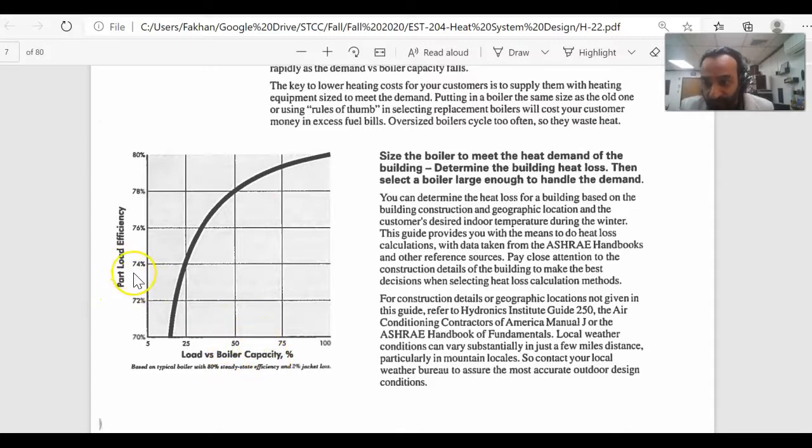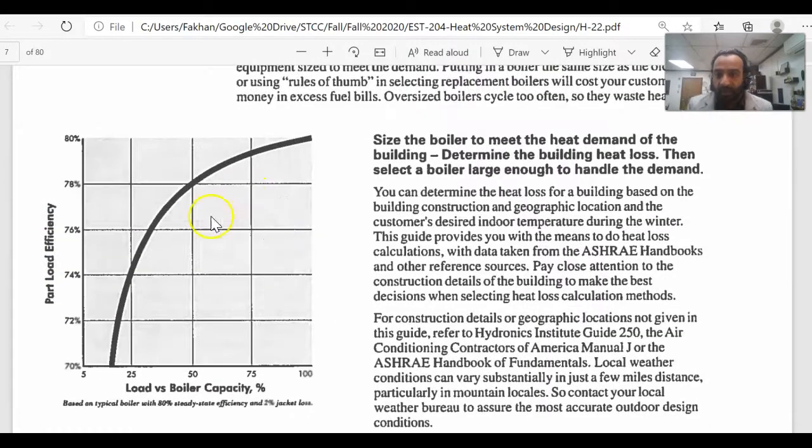And what is this? Part load efficiency. I'm going to make it a little bit bigger. So you want the efficiency to be somewhere around here. The more the load meets, your efficiency goes over here. This is the curve, and part load efficiency is over here. I don't know what exactly they mean by that. Hold on. Based on typical boiler with 80% steady state efficiency. Okay, so what they are trying to get at is that they want you to design the load based on how much you consume, so you do not have a lot of off cycling.